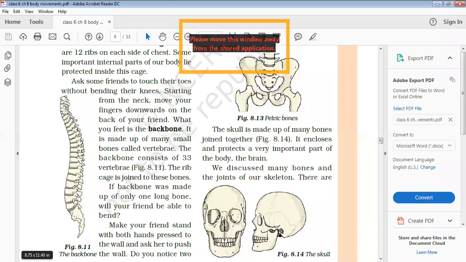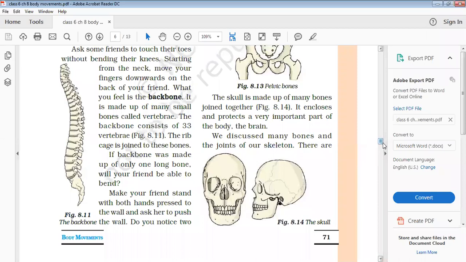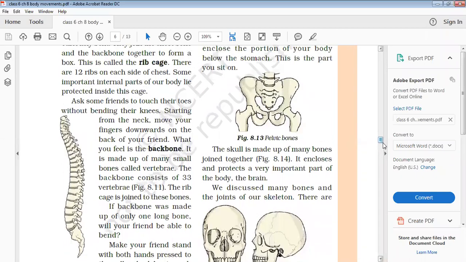Due to these vertebrae, you can bend fully. And another name of the backbone is vertebral column. And the backbone is, I think, the main bone of our body. There are 33 vertebrae present in our backbone, and the rib cage is joined to this backbone.